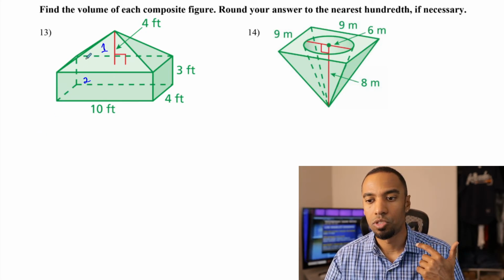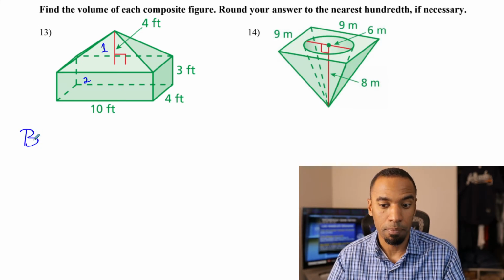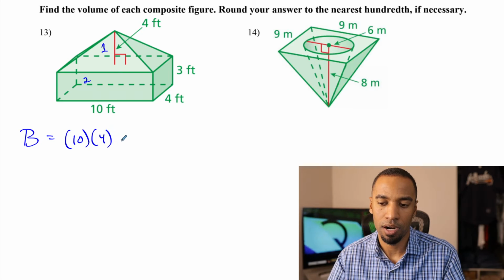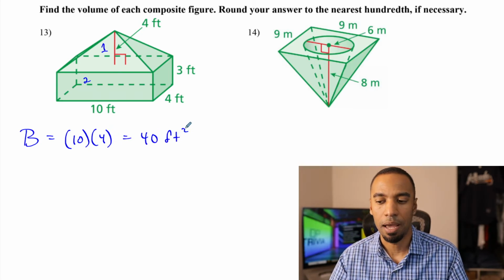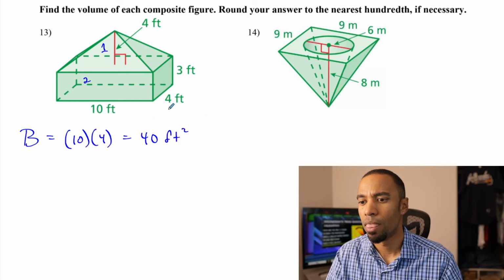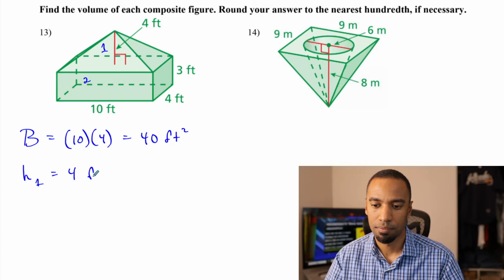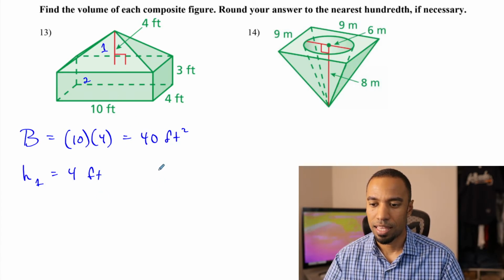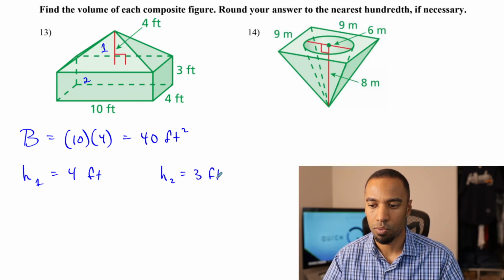So to find the volume of each of these, let's first find the area of the base of really both of them. The area of the base of either one is that 10 by 4, which is 40 square feet. I'm going to apply that to both of them when I do area of base times height, or 1/3 or whatever. Now, the height of object 1, the pyramid, is 4 feet tall right there. And then the height of object 2, this rectangular prism, is 3 feet right there.